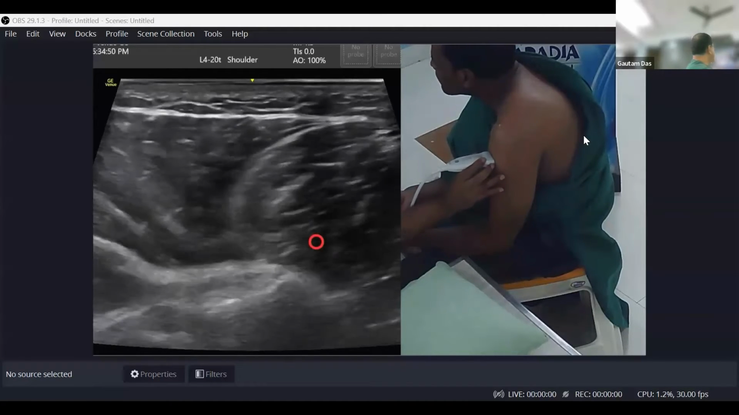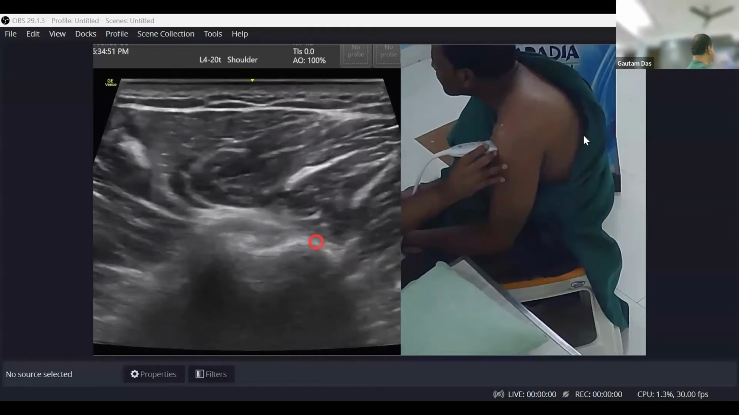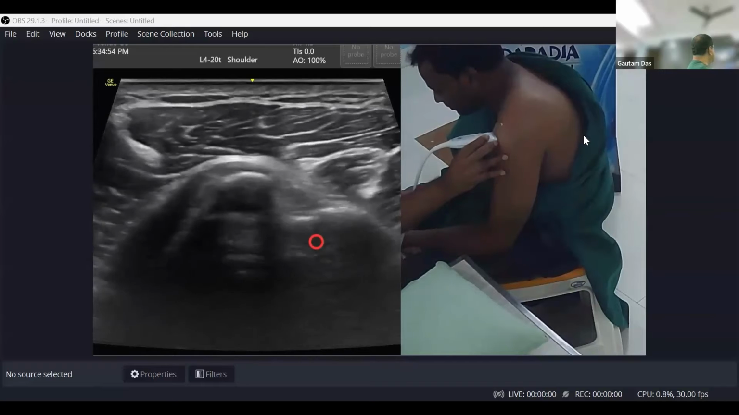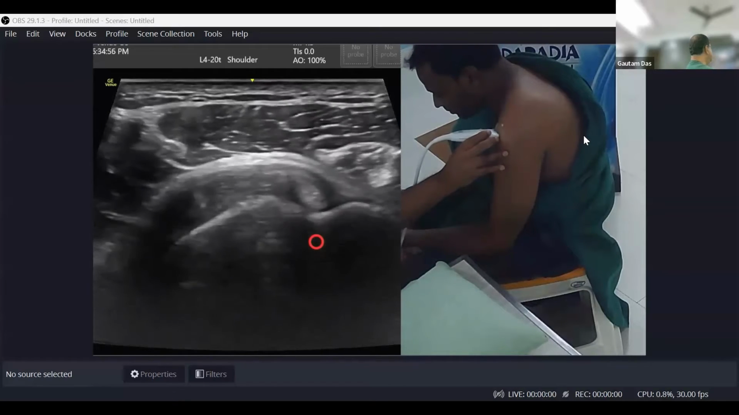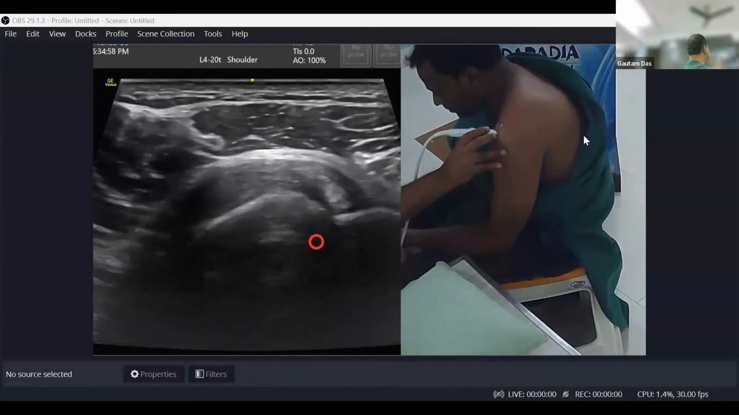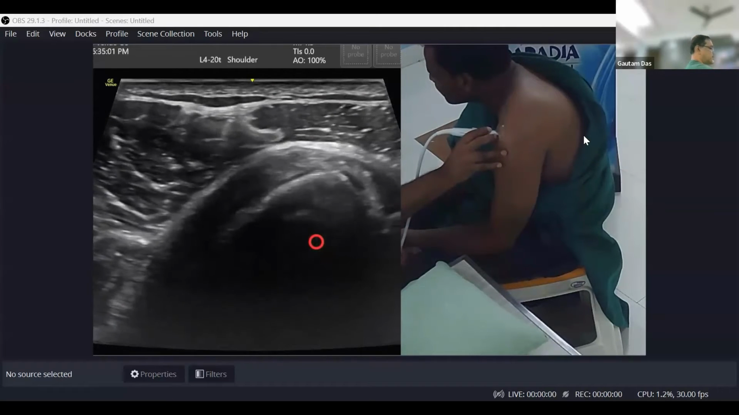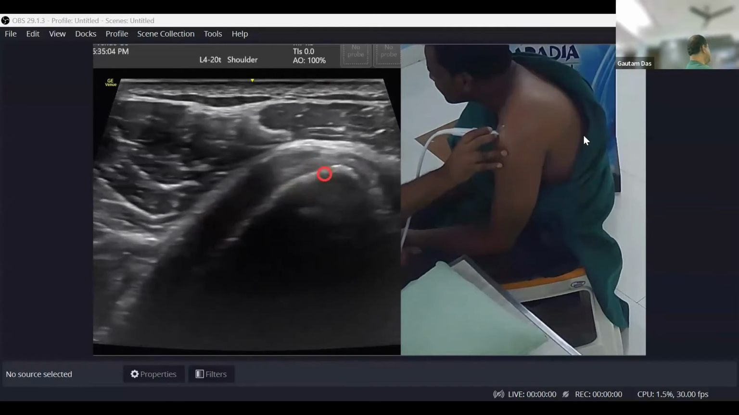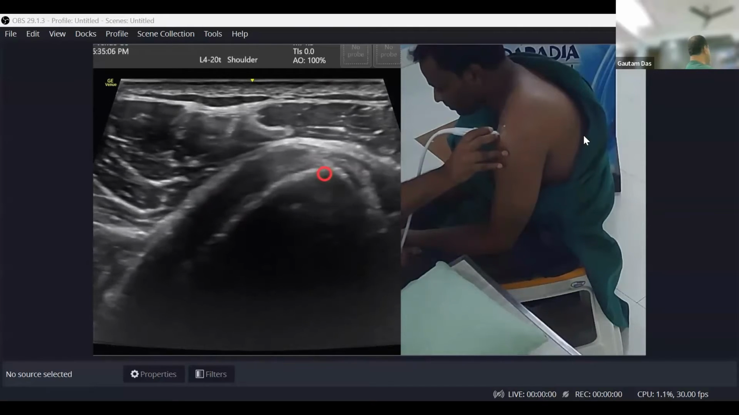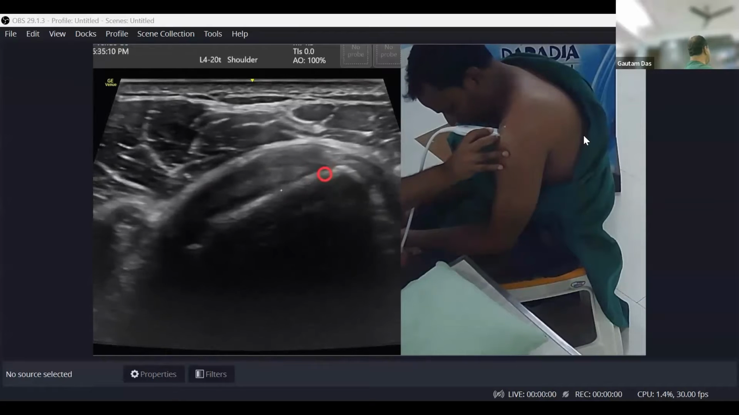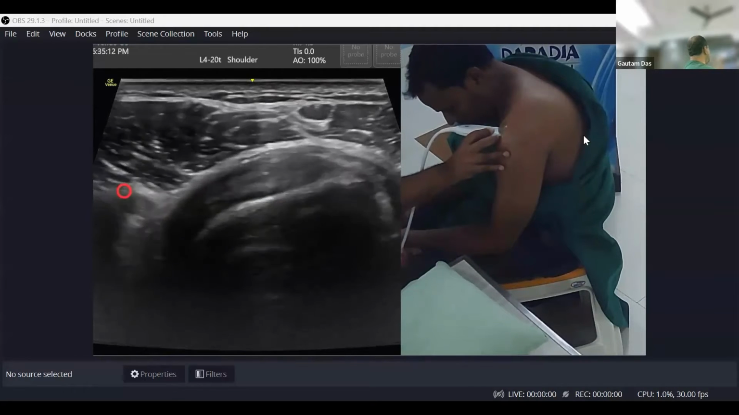So now from here I was going up, bicipital groove. Then when I am coming here, at this position, this muscle is your subscapularis. Subscapularis in the long axis. And if I wish to see the subscapularis, this is your coracoid process. This is your coracoid process. This is your subscapularis in the long axis.